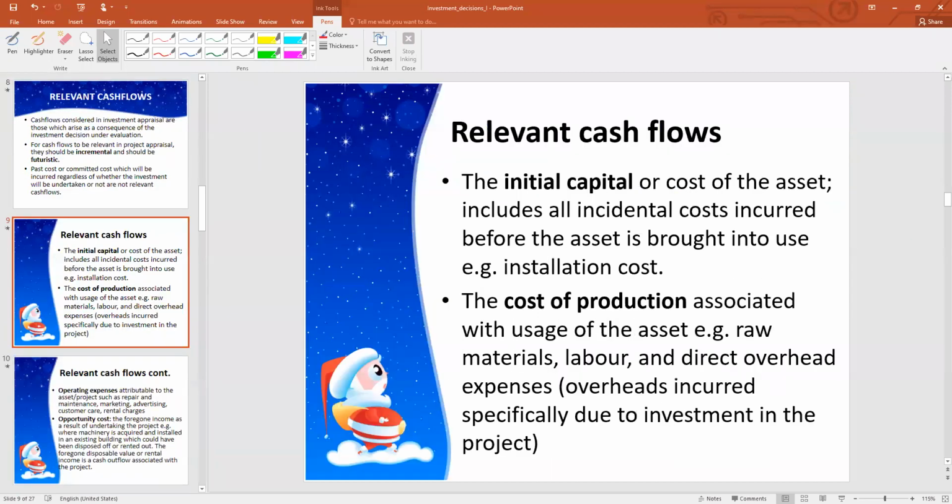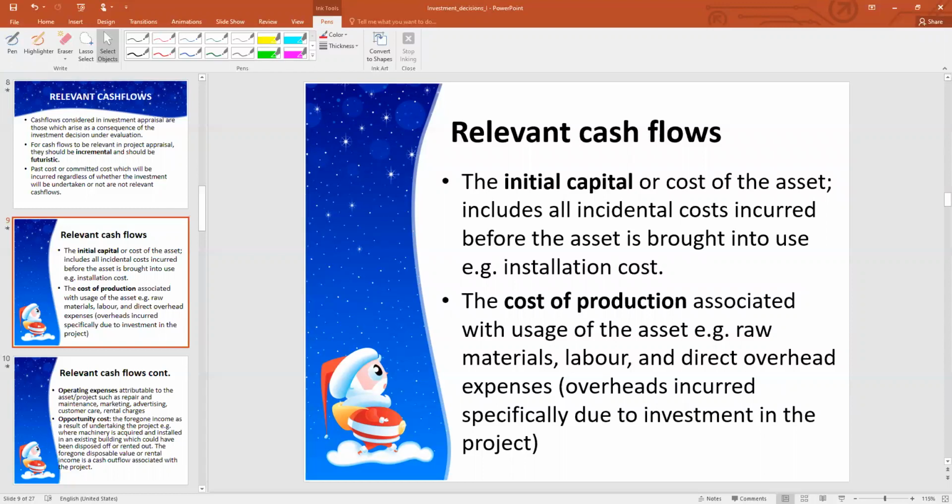The relevant cash flows that we ought to consider when it comes to the appraisal of the investment. One of them is the initial cost. Assume the investment you want to put your money in is a machine. You want to buy a new motor vehicle, or new equipment for the factory. The amount you pay to acquire this delivery van, this motor vehicle, the initial cost therefore becomes part of relevant cash flow.